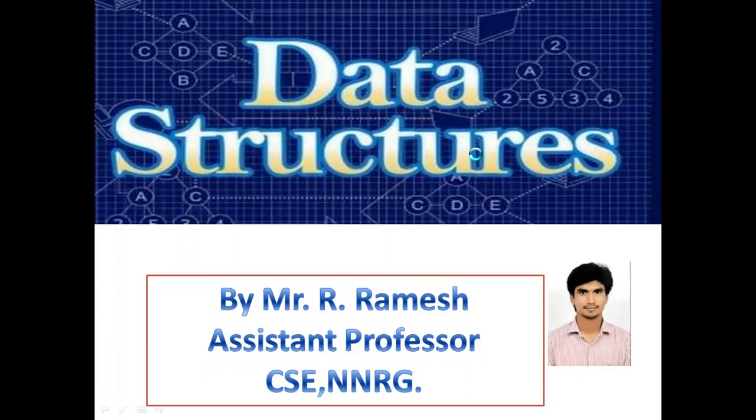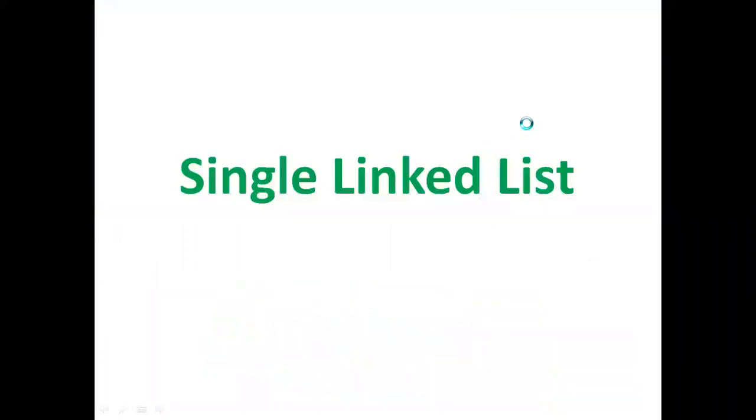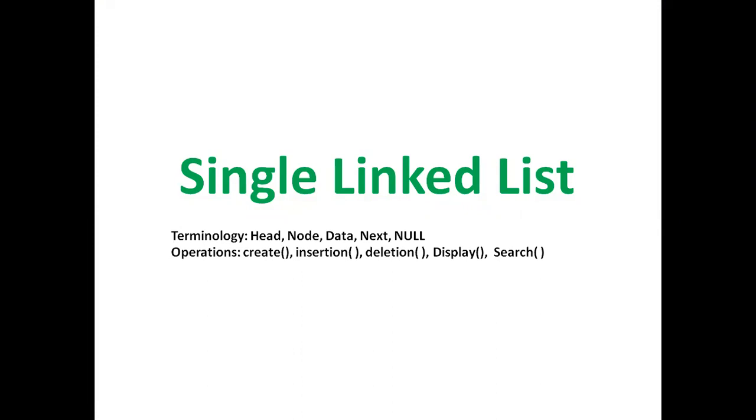In this, now I will give a brief knowledge on single linked list. So what is single linked list? What are the terminologies we are using? What are the operations we can perform on single linked list? So terminology: head, node, data, next, null. Operations are creation, insertion, deletion, display, and search. So these are the terminology we are using for single linked list, and these are the operations we can perform on single linked list.